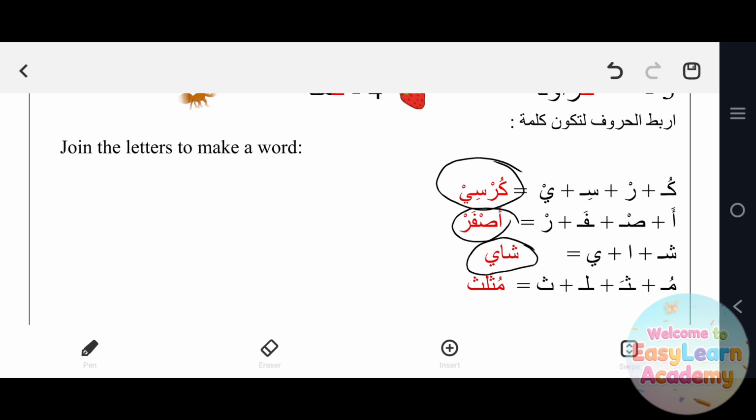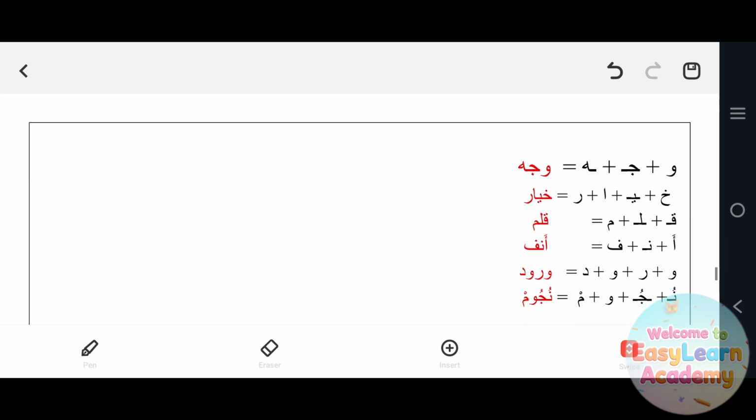The next one is Muthallath, Mu plus Tha plus Lam plus Tha. The next one is Wajh, Wa plus Jim plus Ha. The next one is Khiyar, Kha plus Ya plus Alif plus Ra. The next one is Qalam, Qa plus Lam plus Mim.